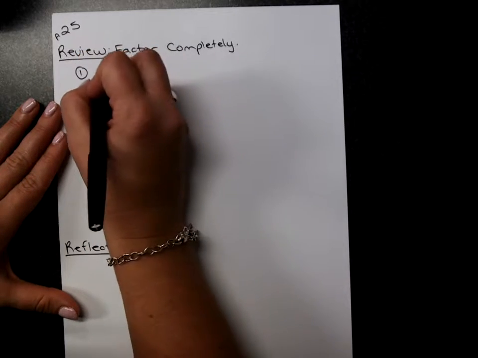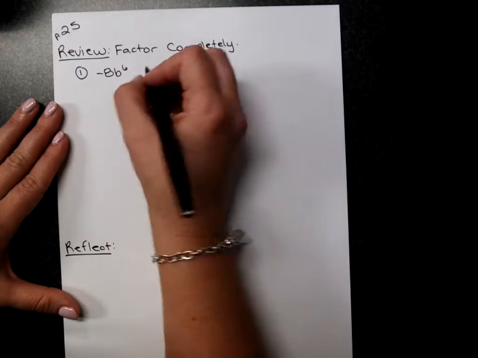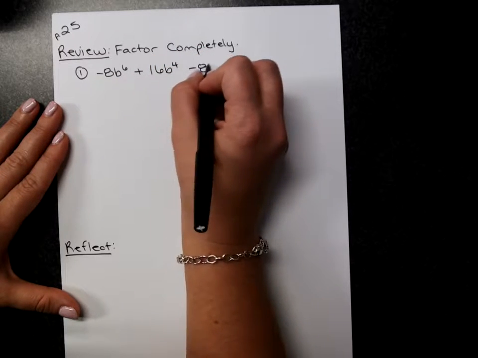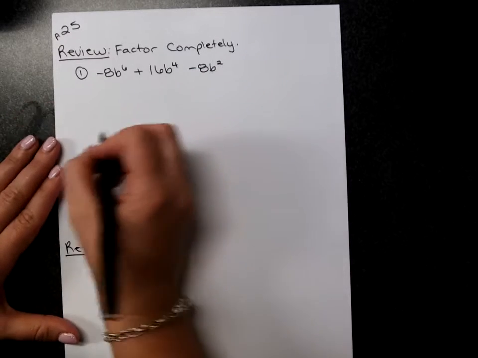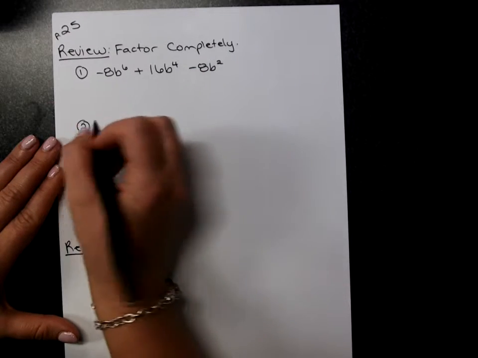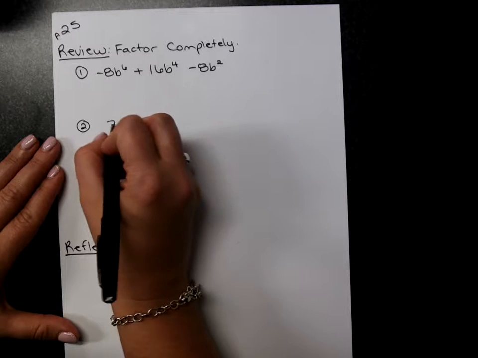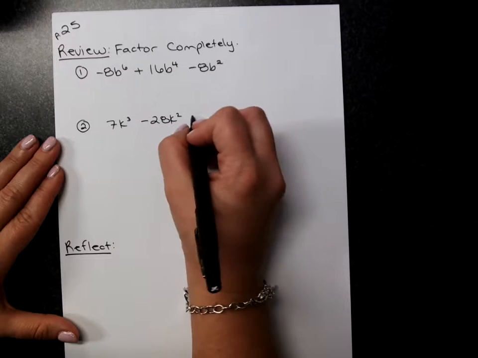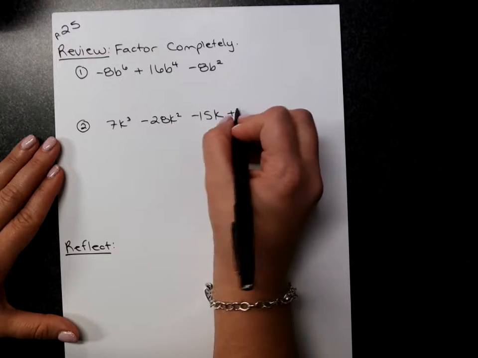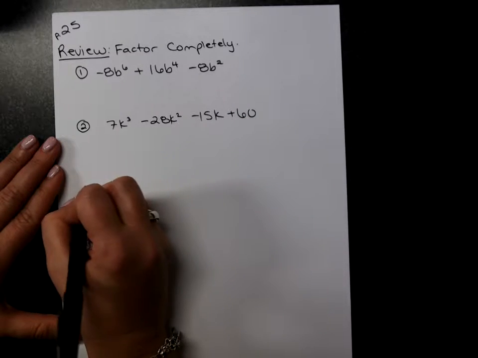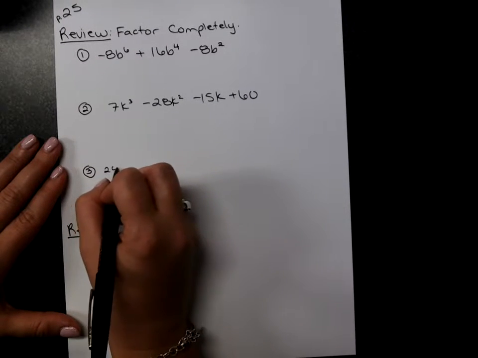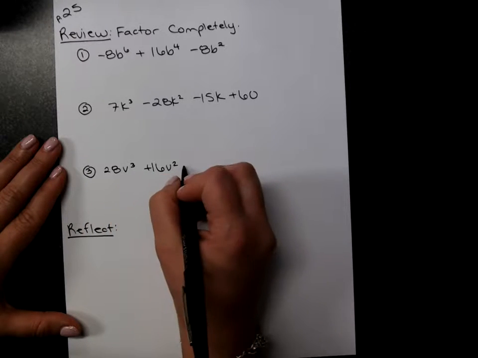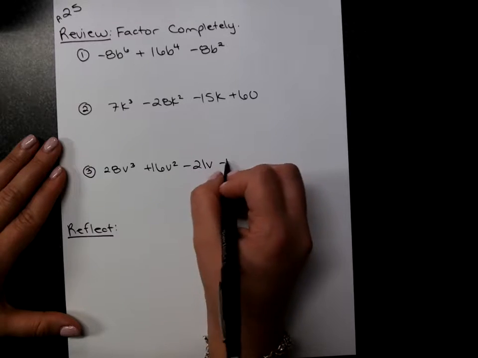So number 1, we have negative 8b to the 6th plus 16b to the 4th minus 8b squared. So factor that completely. Number 2, we have 7k to the 3rd minus 28k squared minus 15k plus 60. And number 3, we have 28v to the 3rd plus 16v squared minus 21v minus 12.